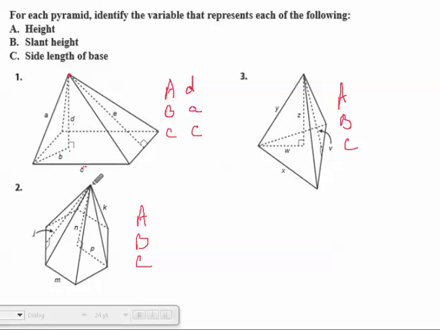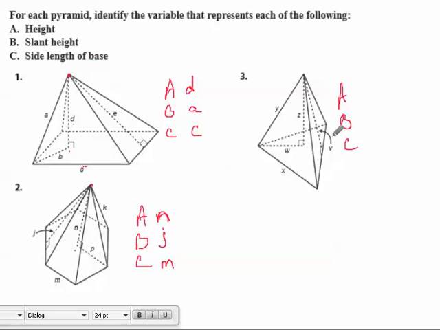Height. Start at the vertex, go down to the base. That'd be letter N. Slant height. You start at the vertex and slide down the side. That's going to be letter J. Okay? N, J. So the other one is side length of a base. So here's the base down here. M is the one that's the side length.